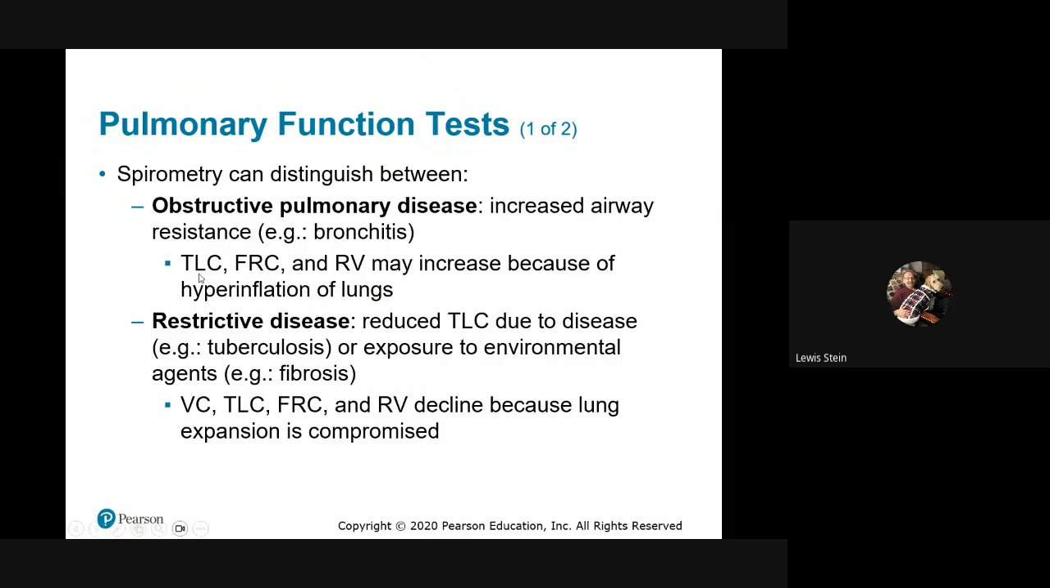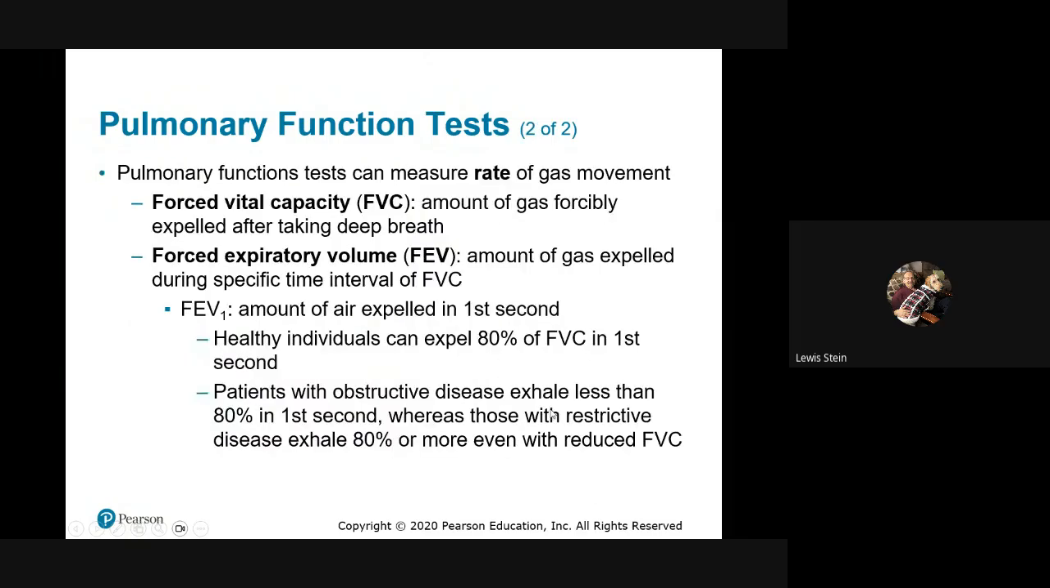If we add them, the total lung capacity, okay, and basically what we're able to do, all of these may increase. The forced reserve, the reserve volumes, all of these may increase because of hyperinflation of the lung. So obstructive is just that. There's too much resistance. Restrictive, reduced total lung capacity due to the disease. Tuberculosis, environmental agents, and again, emphysema kind of overlaps. And you can look at all of these. The key is to understand how they come along and how we find them.